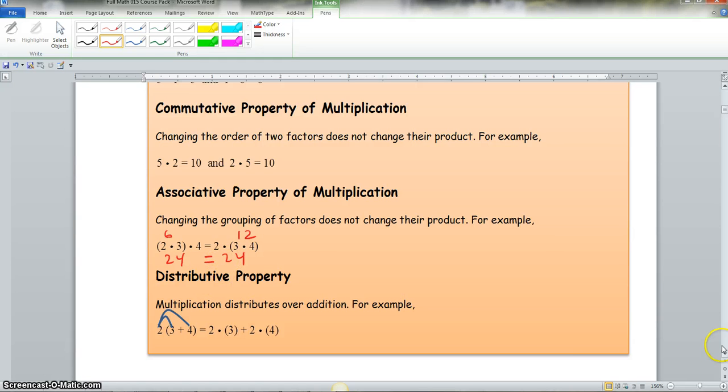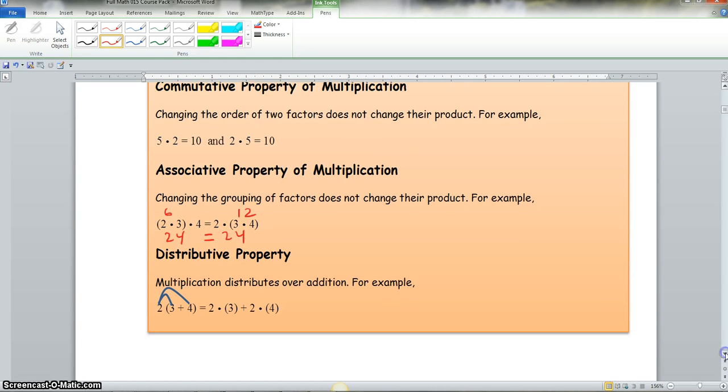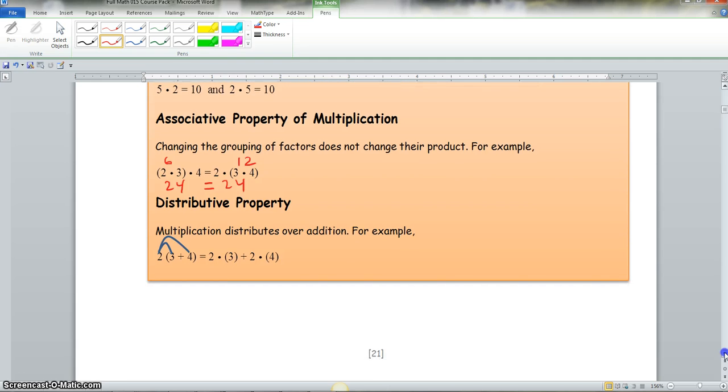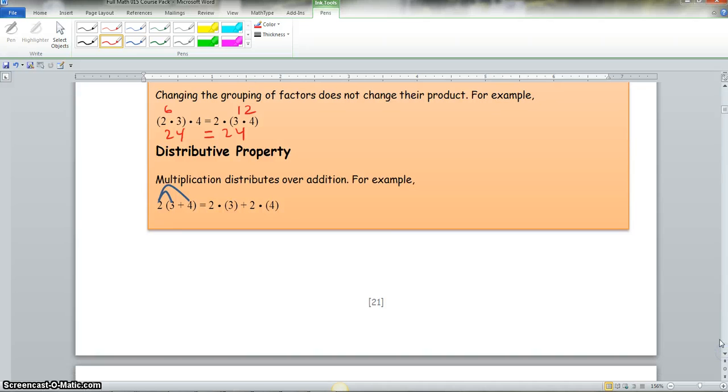Now we come to the distributive property. Now this is one of the most important properties that you're going to encounter, because you're going to see this property from now on.